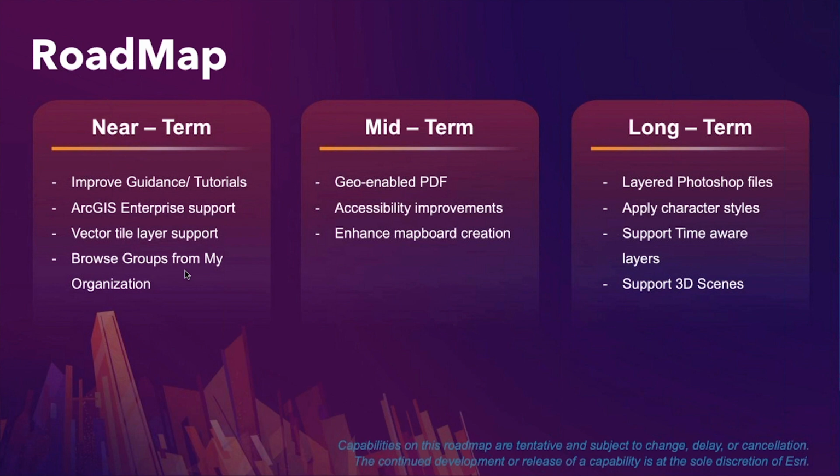Some of our long-term goals include improving the Photoshop experience by creating a layered Photoshop file. If you currently use it, it creates a flat output, but we want to improve that experience. If you're familiar with our asset application workflow where you can apply custom symbols, brushes, and swatches in Illustrator to your map artwork, we want to do something similar with character style. So that's something on our list. In addition, we're looking to support time-aware layers, which could include real-time data, and also 3D scenes, something we're hoping to support in the long term.